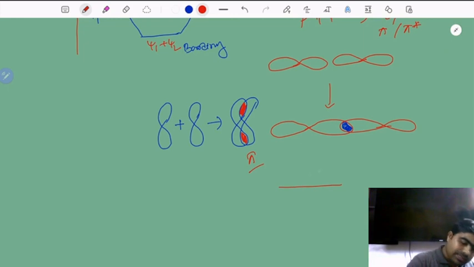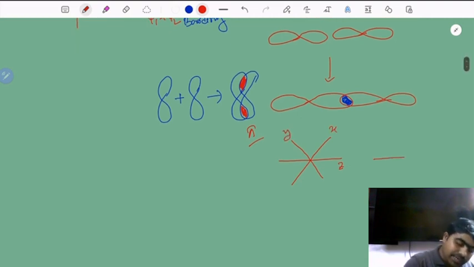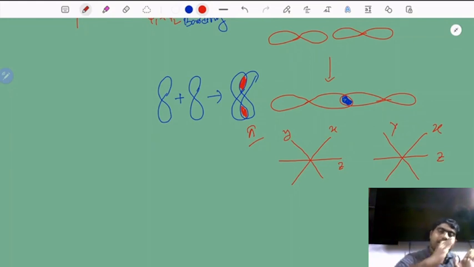Okay, then suppose x axis, y axis. Suppose it is z, it is x, it is y. So another one, suppose it is z, it is x, it is y. See, when they are closer to each other, y and y are parallel to each other, x and x are parallel to each other, z and z are touched, head to head overlap to each other. That is z to make sigma bond.